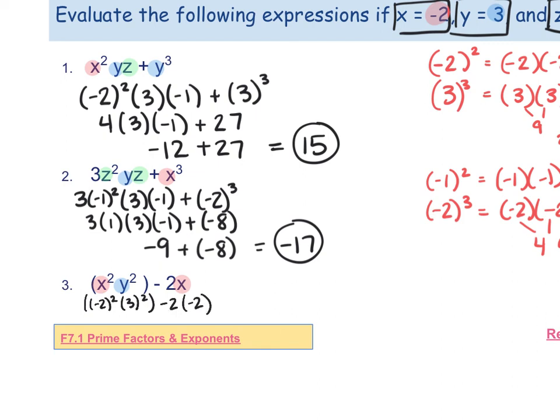All right. My first one was negative 2 to the second power, which is the same thing as negative 2 times negative 2, which is 4. So I have in parentheses 4 times 3 to the second power, which is 9, and then negative times a negative is a positive. So I'm going to go over here. 9 times 4 is 36, plus 4 more, which is equal to 40.